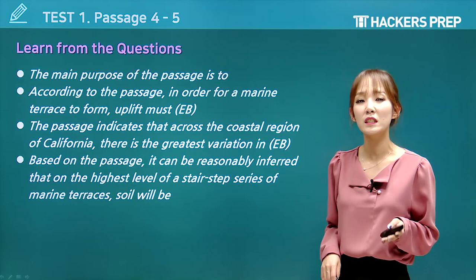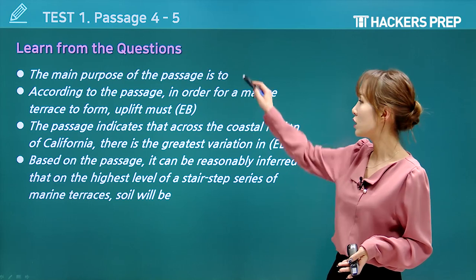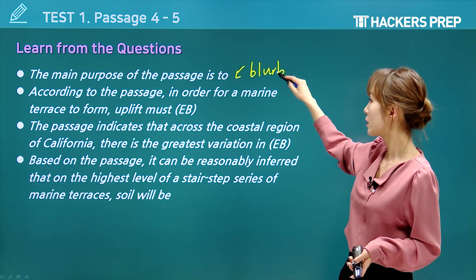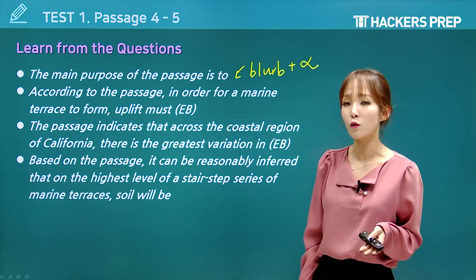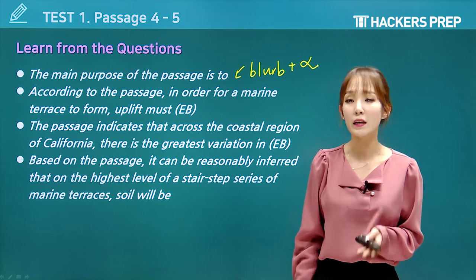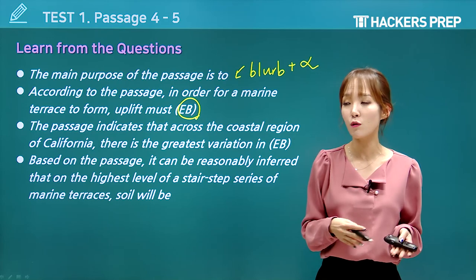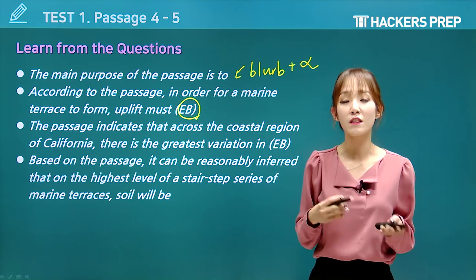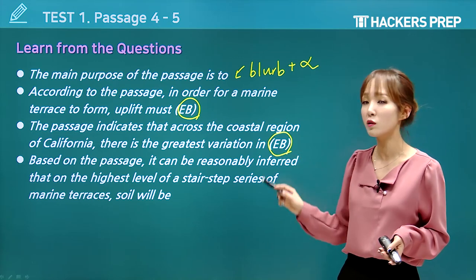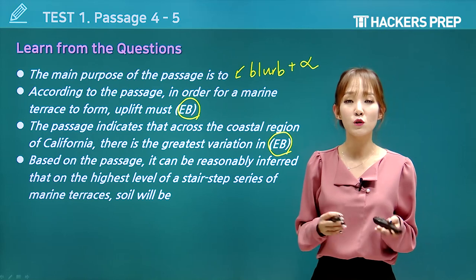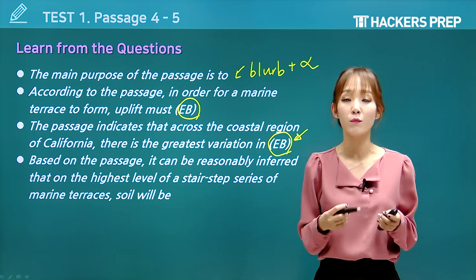Now let's look at the questions and see how well you have to understand the passage. The main purpose of the passage, though this one you can use the blurb, and then some other hints. A. According to the passage, in order for a marine terrace to form, uplift must do what? And it's an evidence-based question. Meaning what? You have to read the 4 answer choices and figure out which one talks about uplifts and the keywords pertaining to the question. Another detailed question follows, and it is also an evidence-based question, meaning what? That you don't have to locate it yourself. They are right here. All you have to do is pick from the 4 lines.